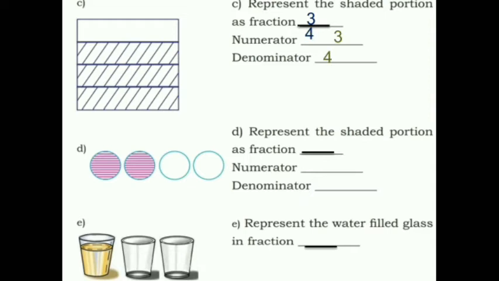Children, see the next question. Represent the shaded portion as fraction. See here, children, how many circles are there? 1, 2, 3, 4. 4 circles are there. How many circles are colored? 2 circles are colored. So the fraction form of the shaded portion is 2 by 4. In this fraction, which is the numerator? Yes, 2 is the numerator. Which is the denominator? 4 is the denominator.